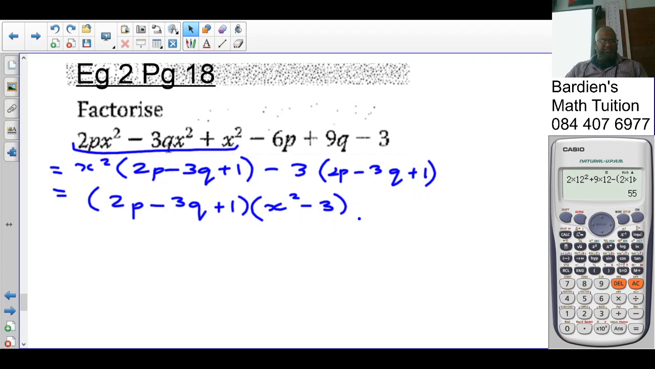So let's look at exercise 1.12 on page 18. You do for me every alternate sum. So you're going to do A, C, E, and G.